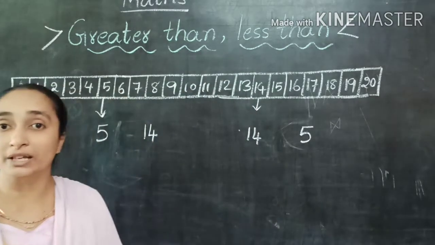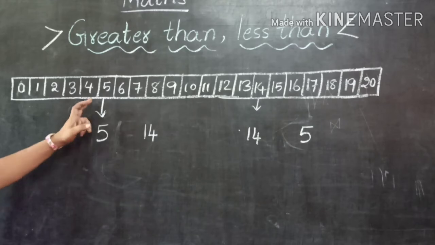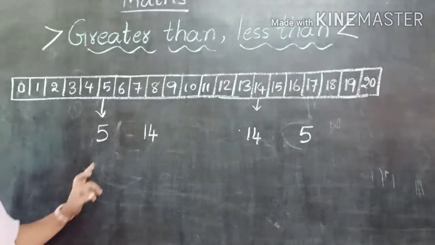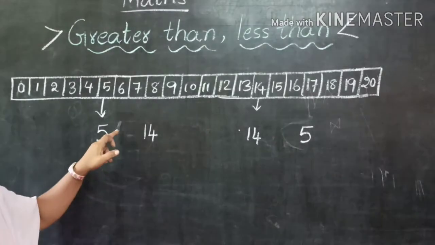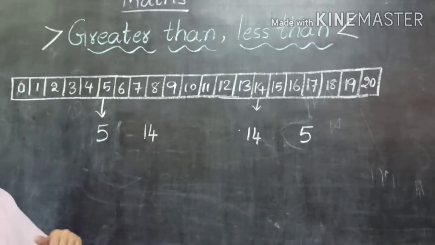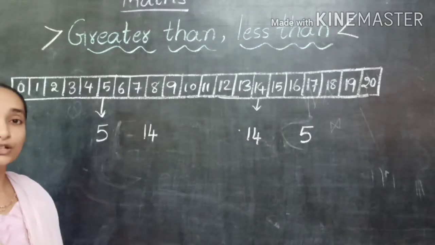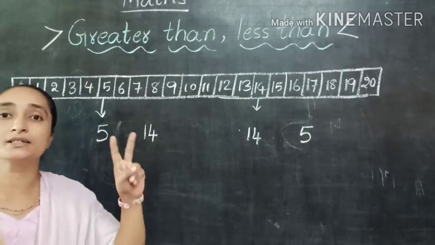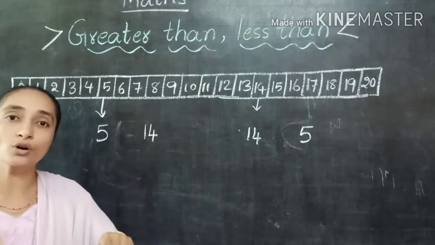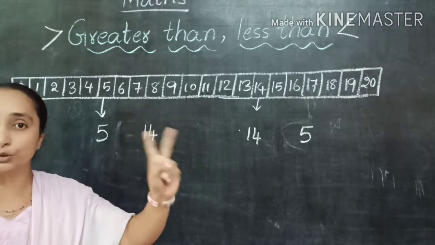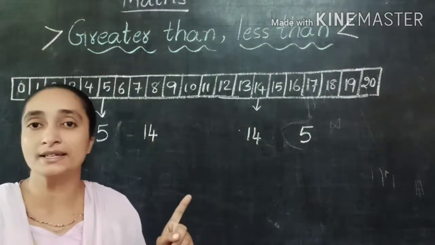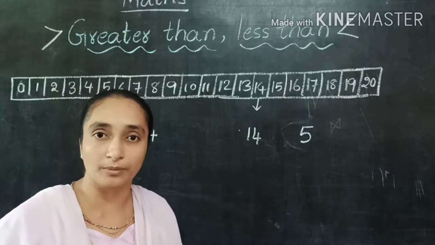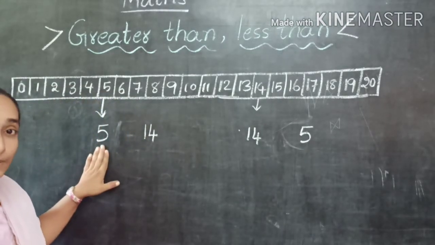So in this way also you can compare the numbers. For example, we have taken the number 5 and the number 14. So is 5 greater than 14 or less than 14? What symbol can we use, children, here? 5 is a 1 digit number. 14 is a 2 digit number: 1 ten and 4 ones, that is 14. So 14 is a 2 digit number and 5 is only a 1 digit number. So which is the big number? 14 is the big number and 5 is the smaller number.